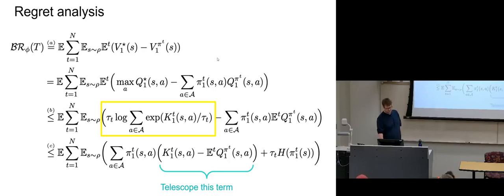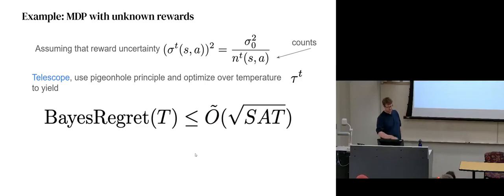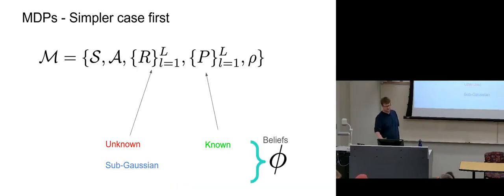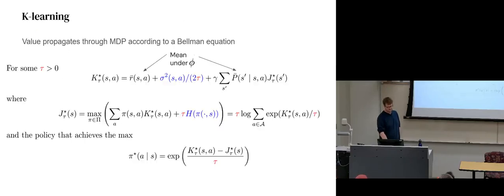You first telescope this sum, you get a bunch of uncertainties, then you use the pigeonhole principle again and optimize over temperature again, and you get this Bayesian regret bound of root SAT. Now you might be wondering, where's the horizon? It's because we're in the really simplified setting of known P. Because of the known P, it doesn't depend on the horizon yet, but it will in a second.